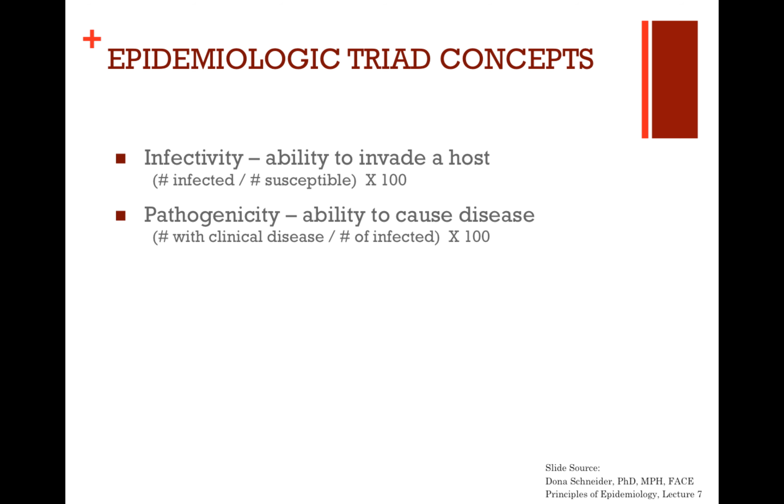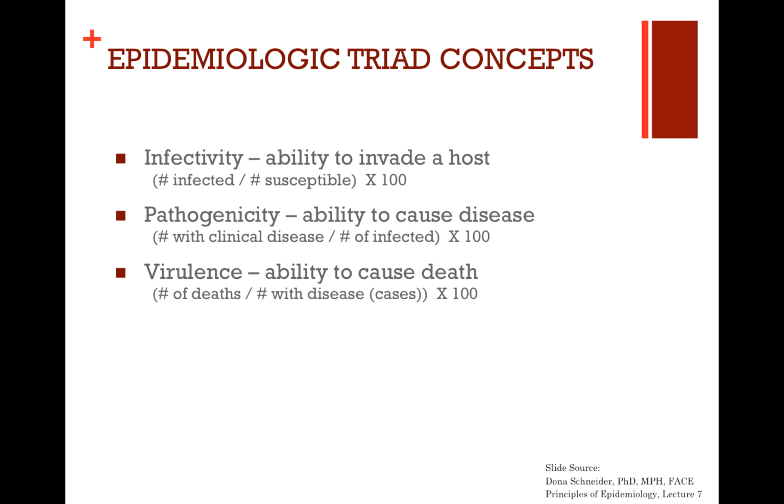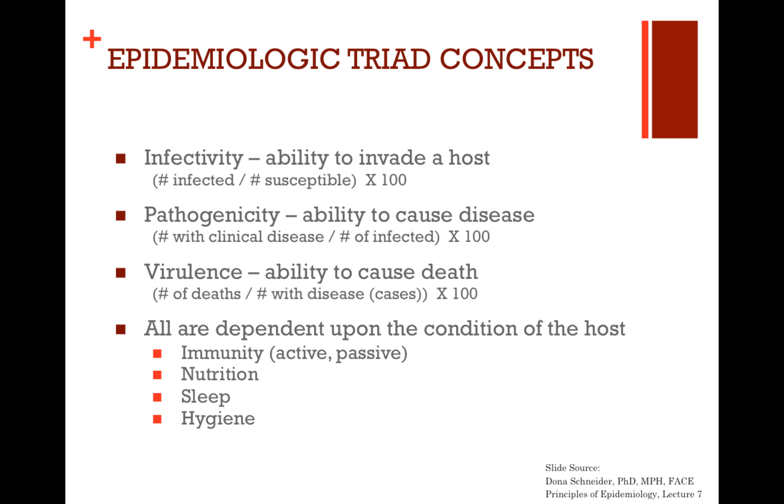There's also something called pathogenicity. So of the people who are infected, how many show symptoms of the disease? You can be infected and never show symptoms. That's called an inapparent infection. And then you have virulence. So of the people who have the disease, how many die? We have infectivity, pathogenicity, and virulence. So the ability to infect, the ability to cause symptoms, and then the ability to kill the host. And all of those are going to be dependent on the condition of the host.